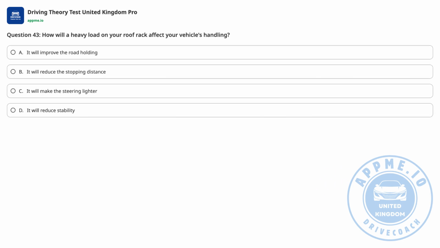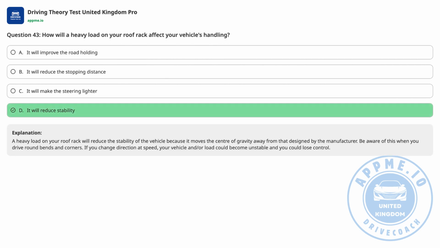Question 43. How will a heavy load on your roof rack affect your vehicle's handling? A. It will improve the road holding. B. It will reduce the stopping distance. C. It will make the steering lighter. D. It will reduce stability. The correct answer is D.